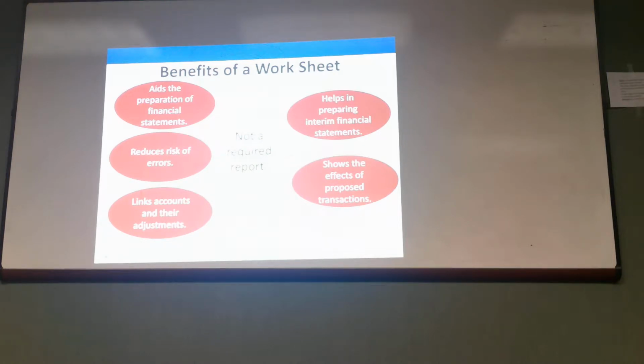So you started working with worksheets in chapter 3, but you kind of finalize everything in chapter 4. It does help you to see all of the different transactions, including the adjusting transactions, to know what your ending balances are in each one of those accounts. It does help reduce the risk of errors. It links accounts and their adjustments, and it helps prepare interim financial statements, and it shows the impact of proposed transactions.